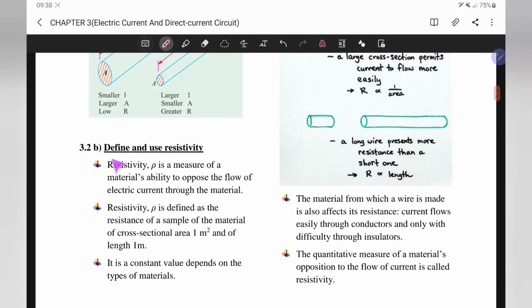Okay, so now we just define and use the resistivity. Okay, the symbol is rho. So resistivity is a measure of a material's ability to oppose the flow of electric current through the material. Okay, resistivity is defined as the resistance of a sample of the material of cross-sectional area of 1 meter squared and of length 1 meter. So it is constant, the value depends on the type of material. So normally for the same material, the resistivity is still the same. Okay, so given two different types of materials, the resistivity is also different.